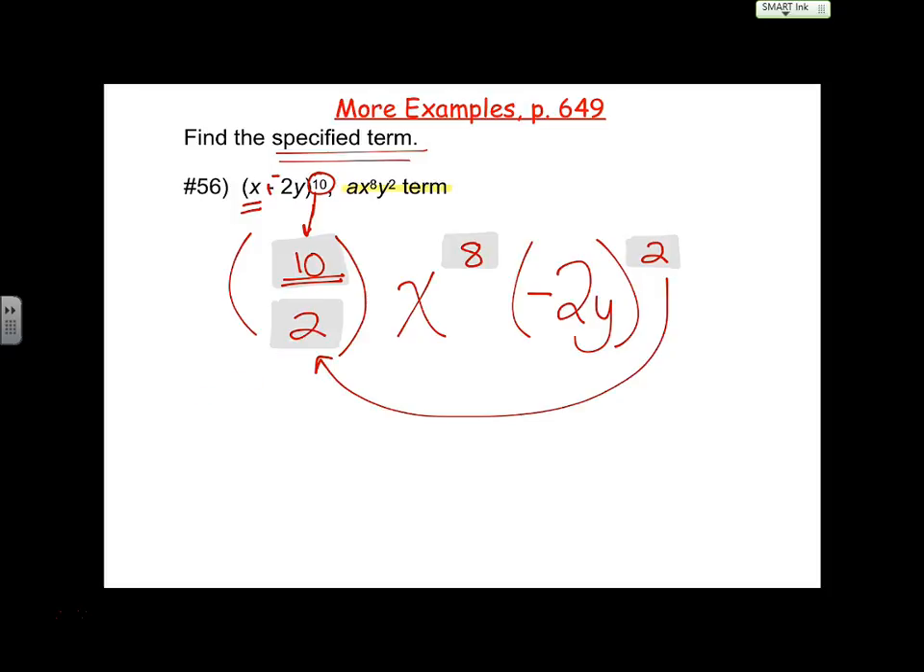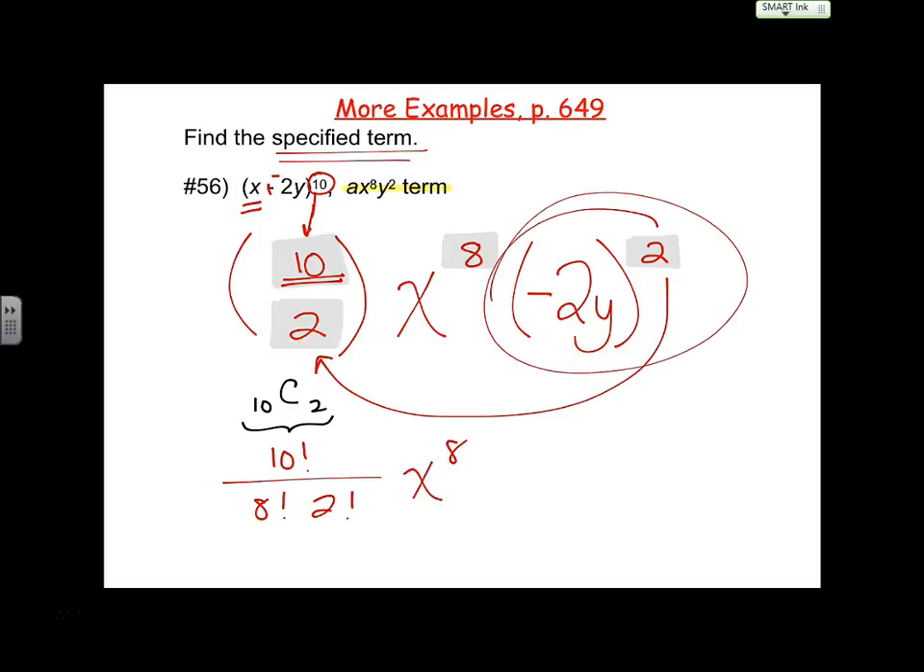Solve. What's the nCr formula that we're supposed to be using for this 10 choose 2, or 10 C 2? How do we do that? Good. So you agree with what I just wrote? Okay. Times x to the 8th, no big dealio. What do we do with this whole negative 2y squared thingamabob?